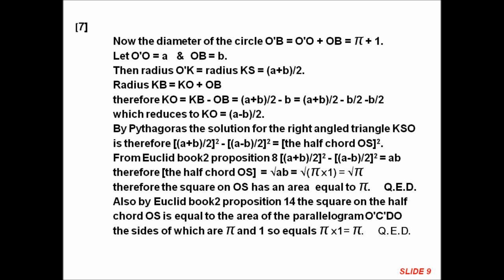Also, by Euclid Book 2, Proposition 14, the square on the half chord OS is equal to the area of the parallelogram O'CDO, the sides of which are pi and 1, so it equals pi times 1 equals pi, QED.